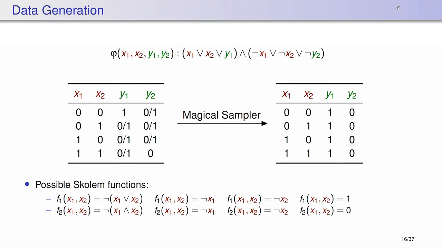Yeah, so in this case, a magical sampler should somehow be able to figure out that whenever there's a choice for y1, it should take value 1, and whenever there's a choice for y2, it should take value 0. But we don't know of such a magical sampler. We can't just look at the formula and be able to guess such a thing. So then what do we do?